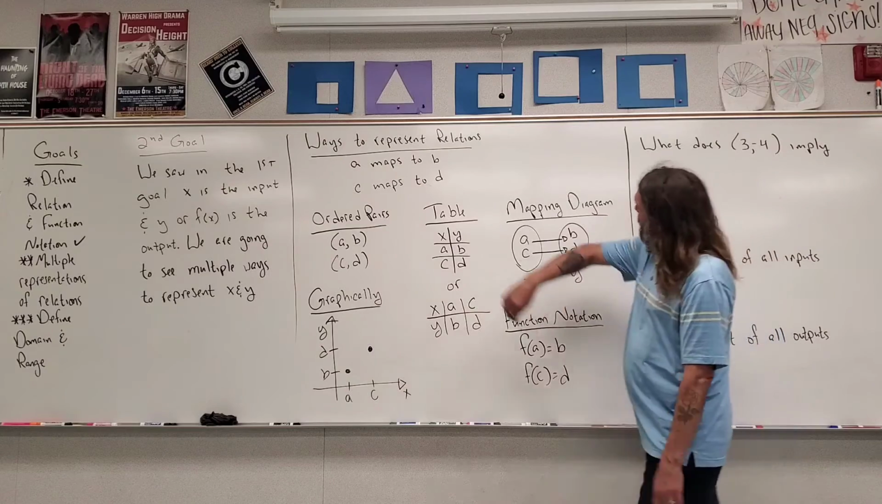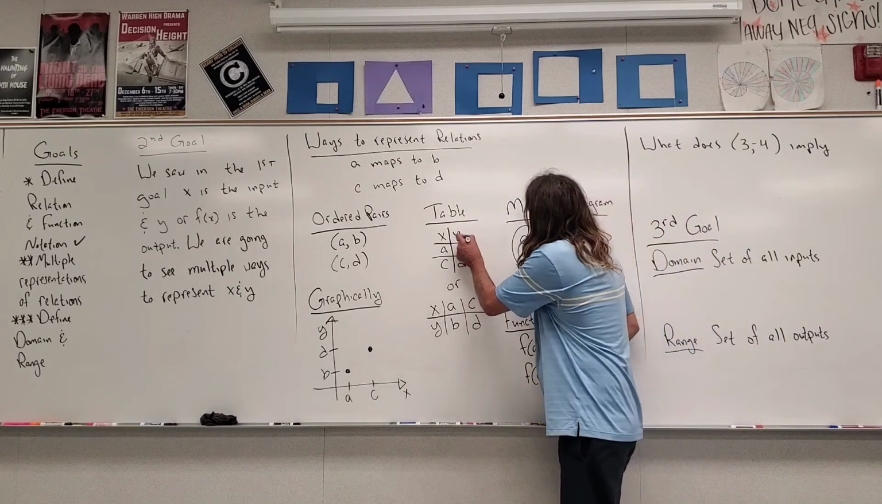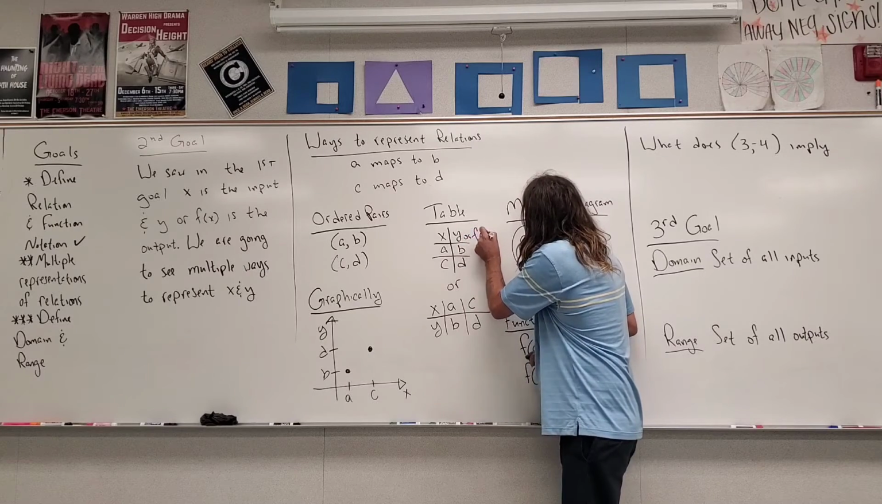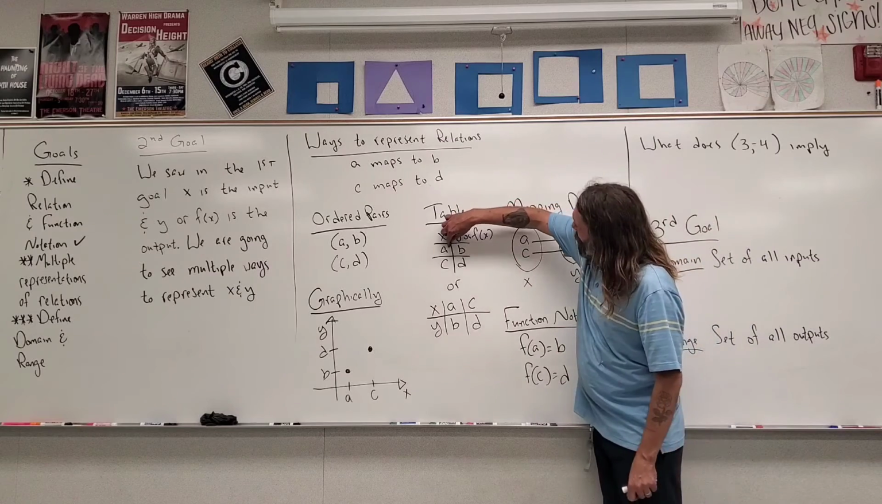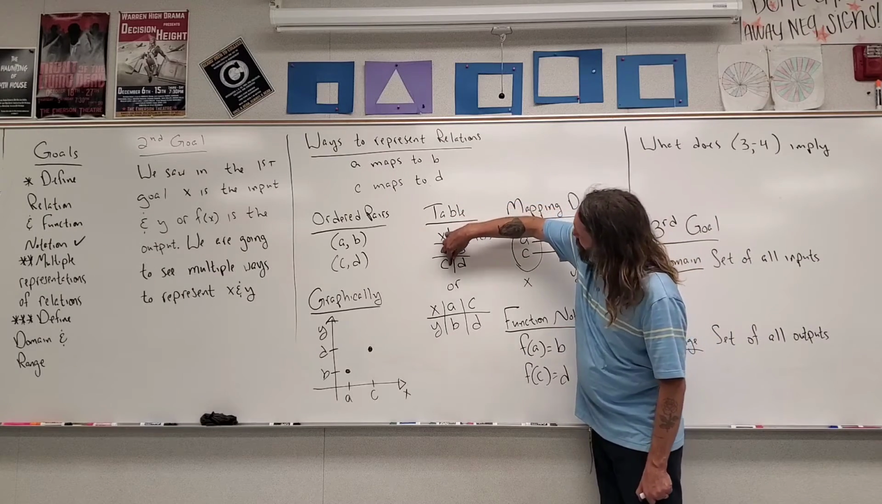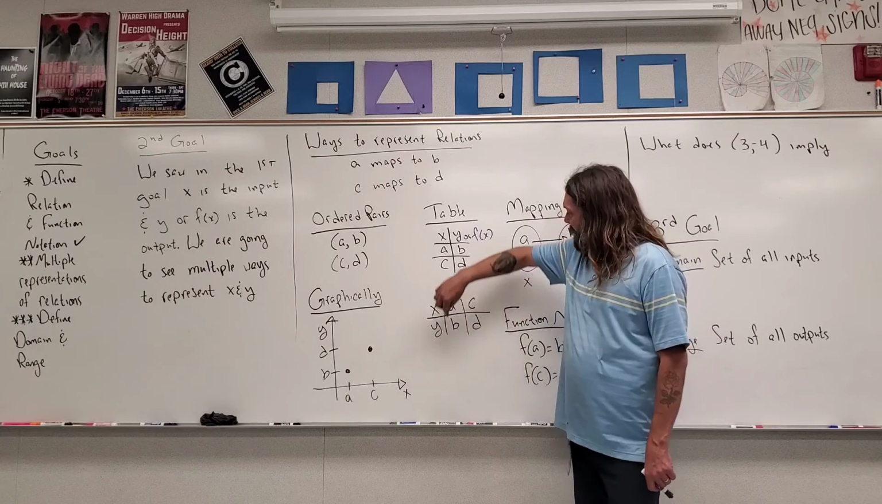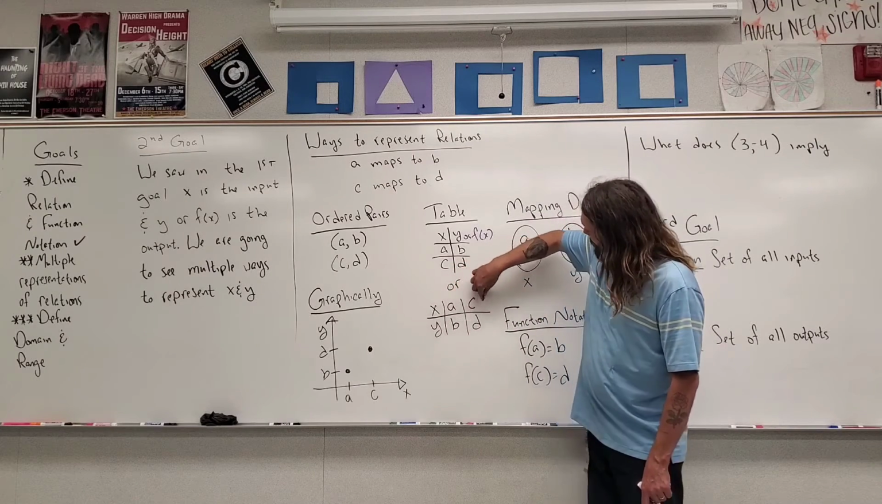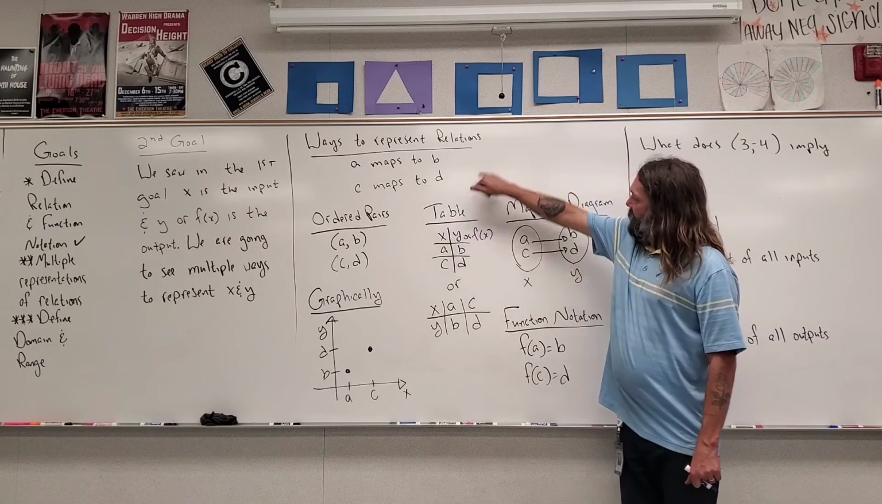As a table, I have my x and y column, which could also be my x and my f of x column, because remember f of x and y are interchangeable. My input A makes output B. Input C makes output D. Again, I could have y or f of x, but input A, output B. Input C, output D. So that's the third way that I can represent a relation.